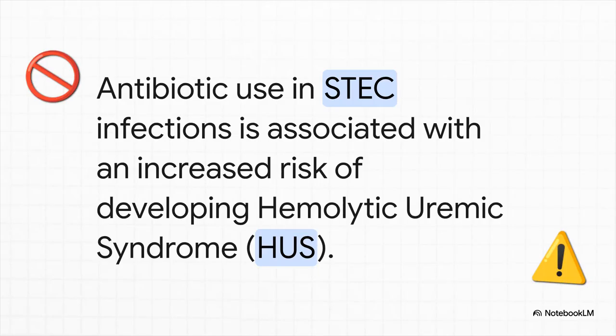Okay, this is one of the single most critical takeaways for managing colitis. With any suspicion of a Shiga toxin-producing E. coli infection, antibiotics are strictly, and I mean strictly, contraindicated. The data is clear. Giving them can actually increase toxin release and trigger the catastrophic complication known as HUS. This is one of those cases where the correct action is in fact inaction.